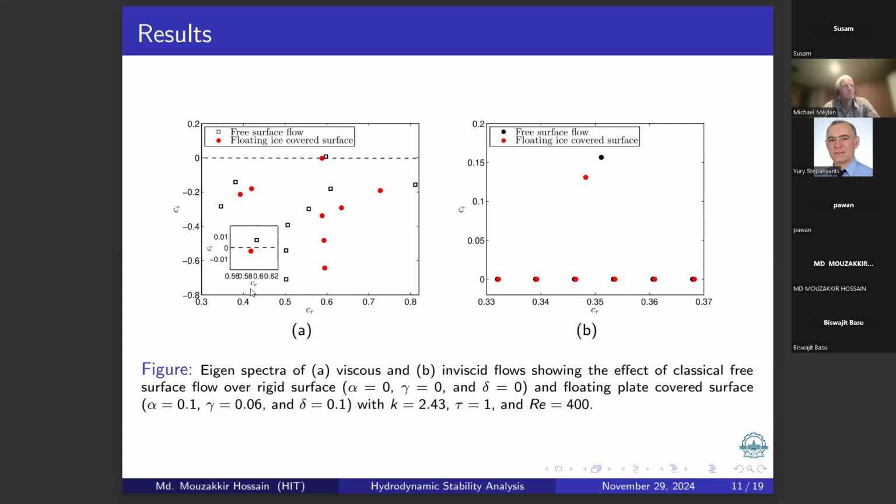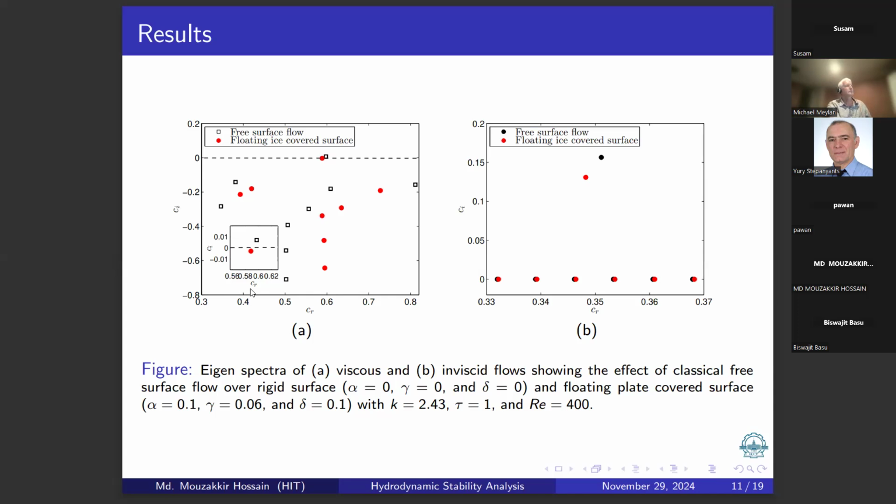So these are the eigenvalue spectrum plots for both cases: figure A is for the viscous fluid and figure B for the inviscid fluid. For figure B, you can see that for free surface flow, the square-shaped eigenvalues have C_I greater than 0. But if you consider the floating ice-covered surface or floating elastic plate at the top surface, you can see that the growth rate C_I decreases. Not only that, the phase speed C_R also decreases.